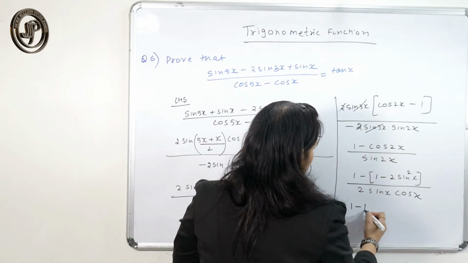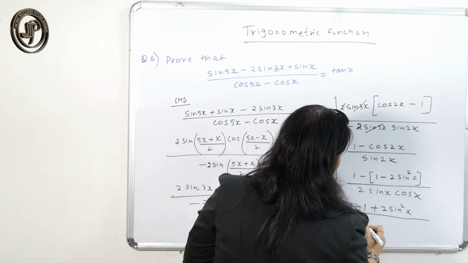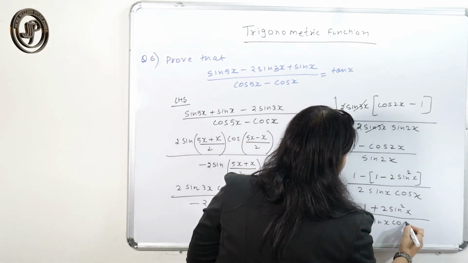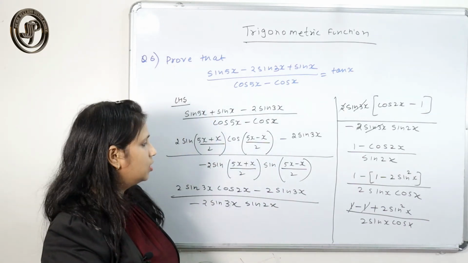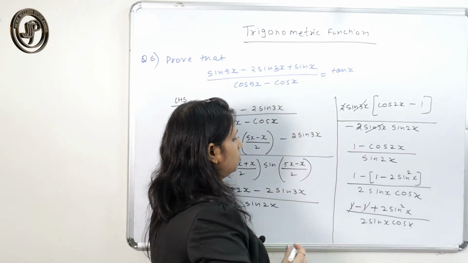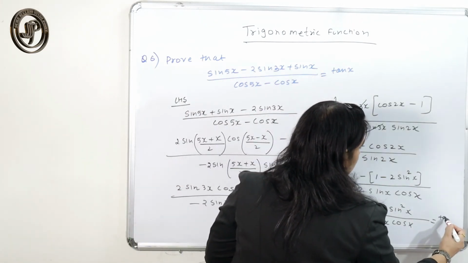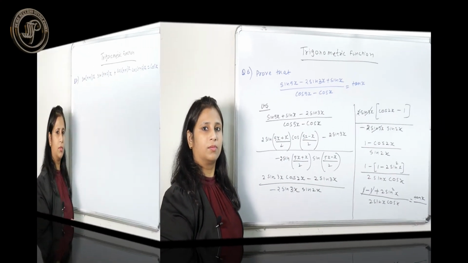Now if I open the bracket, so I get this thing. Right. Now this and this will cancel out. This and this will cancel out. So you are getting 2 sine square x upon 2 sine x. If you further simplify this, you will get tan x.